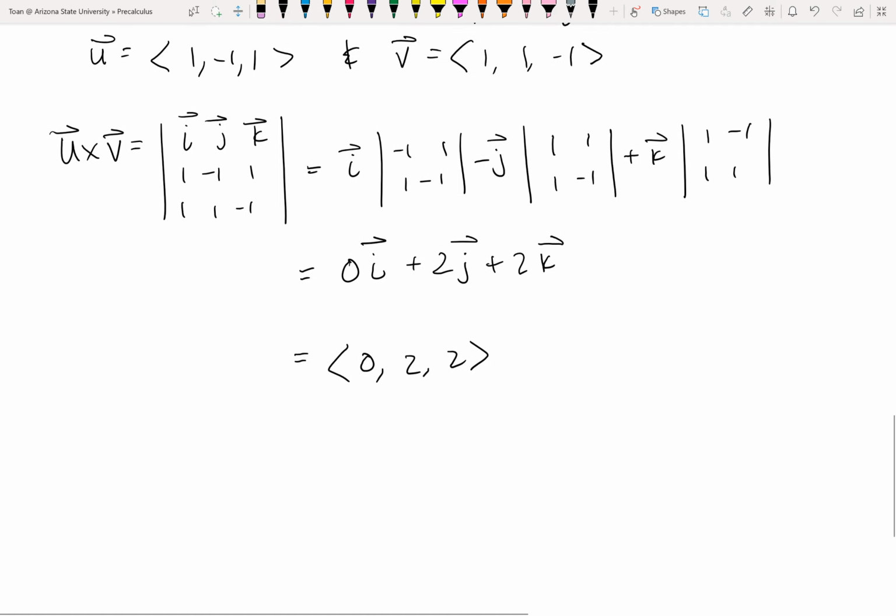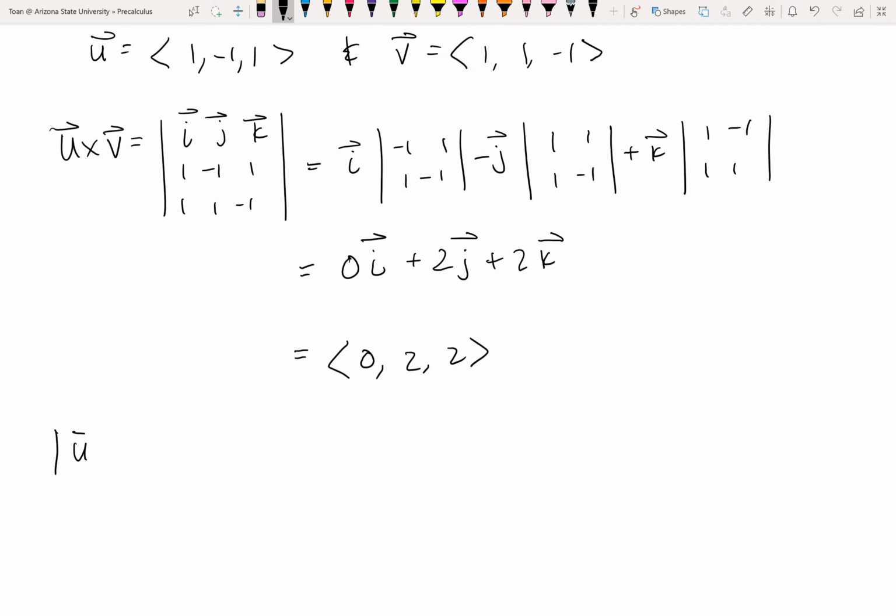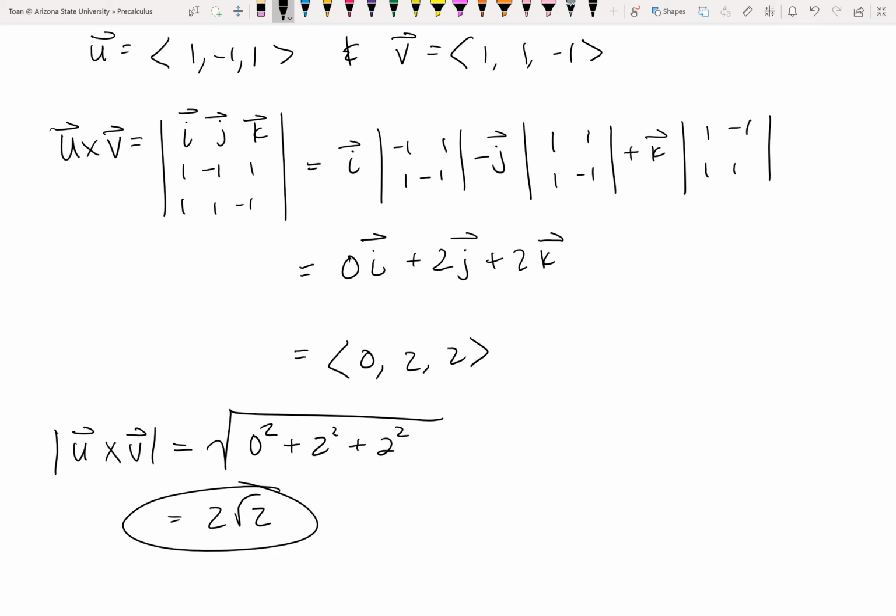So all I have to do is find the magnitude. The magnitude of u cross v is the square root of the x component squared plus the y component squared plus the z component squared. So it's the square root of 8, which is 2 square root of 2. So that was easy peasy. That's the area of the parallelogram formed by those two vectors.